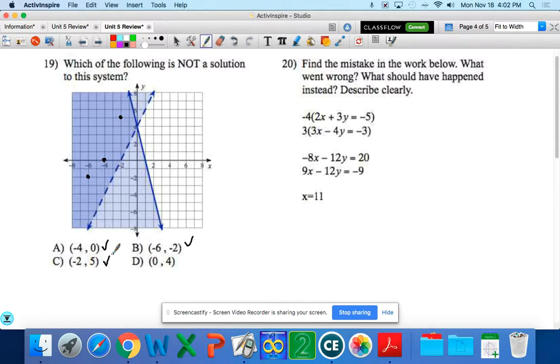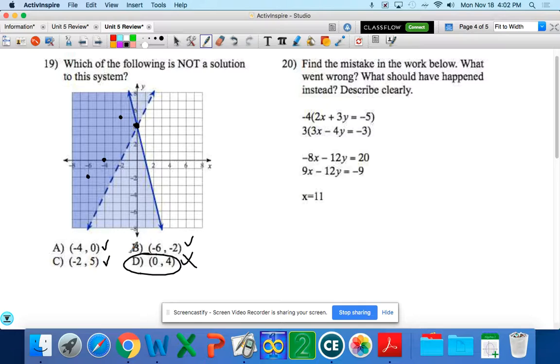So I'm sitting here now thinking, oh, it's probably D, but let's check it. 0, 4, that's right there. I know a lot of people are like, Mr. Sorrell, that's the intersection, that one works. It works for the solid line, but it does not work for the dashed line. So that one, in fact, does not work. So that makes it your answer.